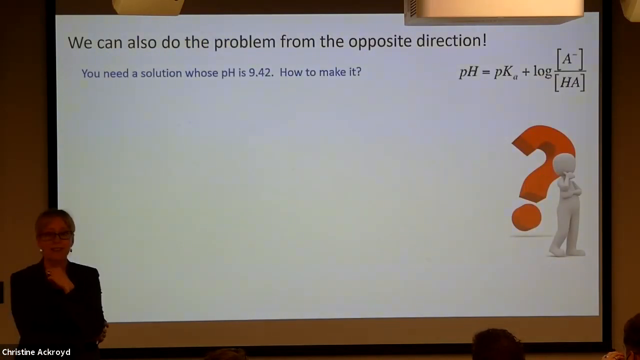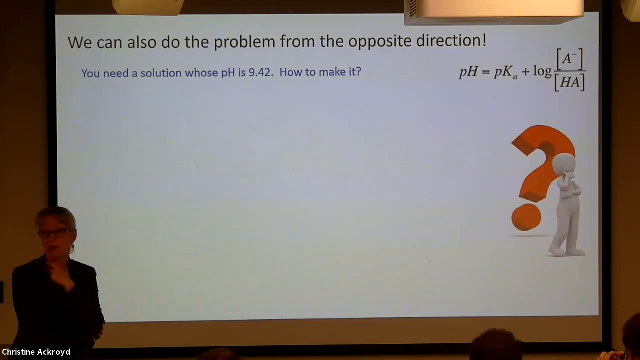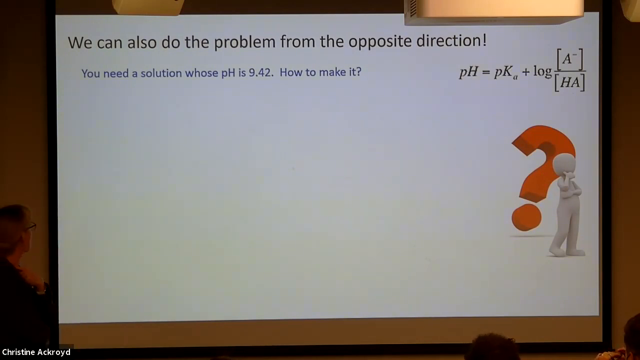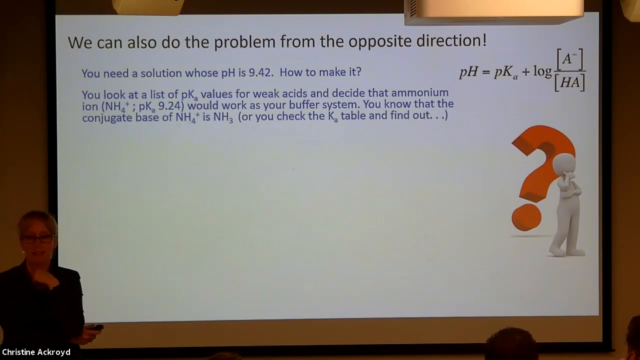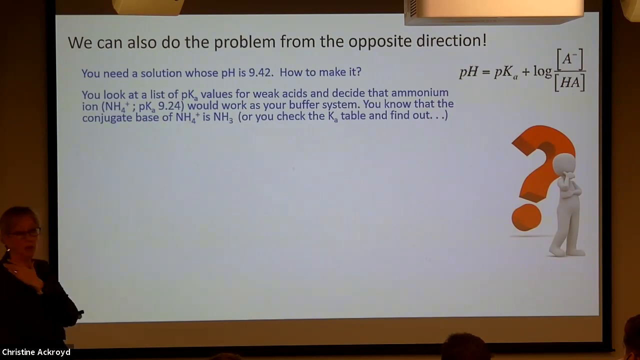What if we needed to make a solution of pH 9.42? The Henderson-Hasselbalch equation could show you how to do that. Okay, how do we make it? First, we have to look around to find the appropriate buffer pair that has a pKa around 9.42. And when we look on the table, guess what? We're going to choose ammonium and ammonia, because ammonium has a pKa of 9.24, pretty close to 9.4. Close enough anyway.